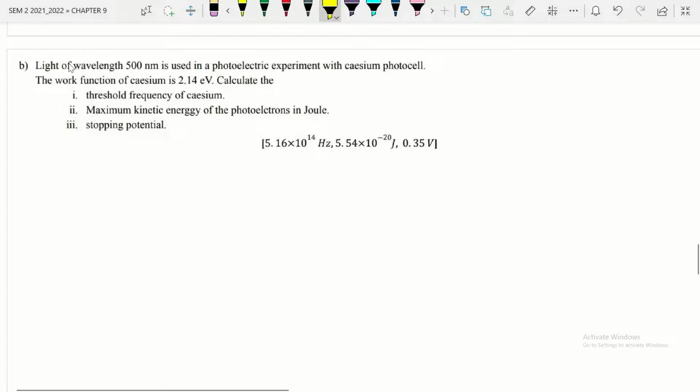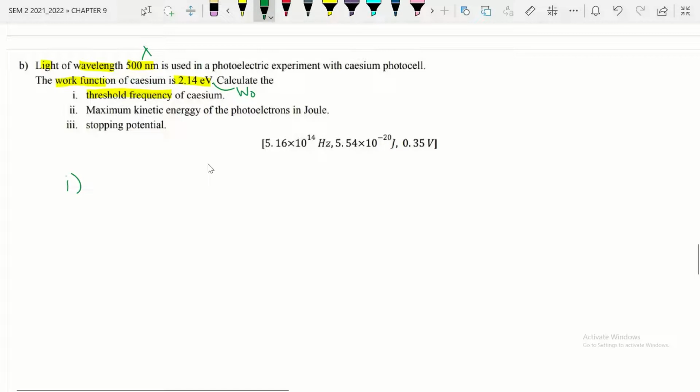So, light of wavelength 500 nanometer is used in a photoelectric experiment with a calcium photocell. Okay, whatever photocell, I don't mind. Okay, dia kata work function of the calcium is 2.14 electron volt. So, ini adalah dia punya work function dan ini adalah wavelength dia. The first question, dia minta kita cari threshold frequency.